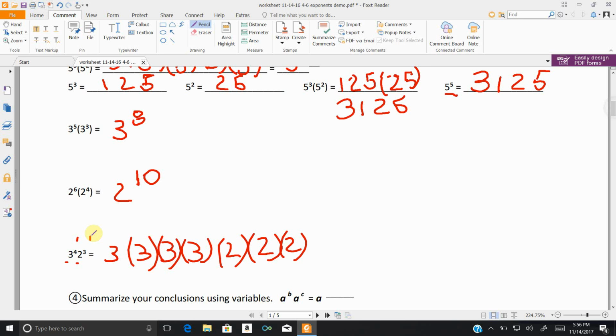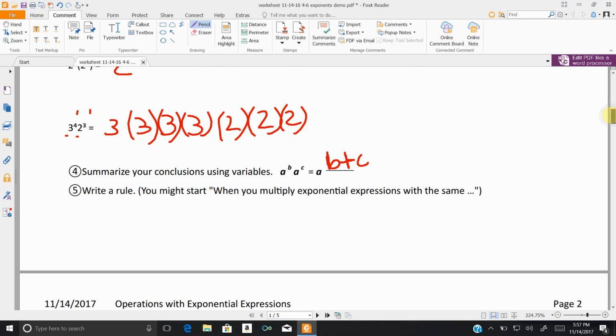But in our rule, we can say a to the b times a to the c. That means the bases have to be the same. They're both a. They're both the same number. They're just raised to 2 different powers. And we can see that we just have to add the powers, b plus c, to get our new power. So if we're multiplying 2 exponential expressions with the same base, we can add the exponents.